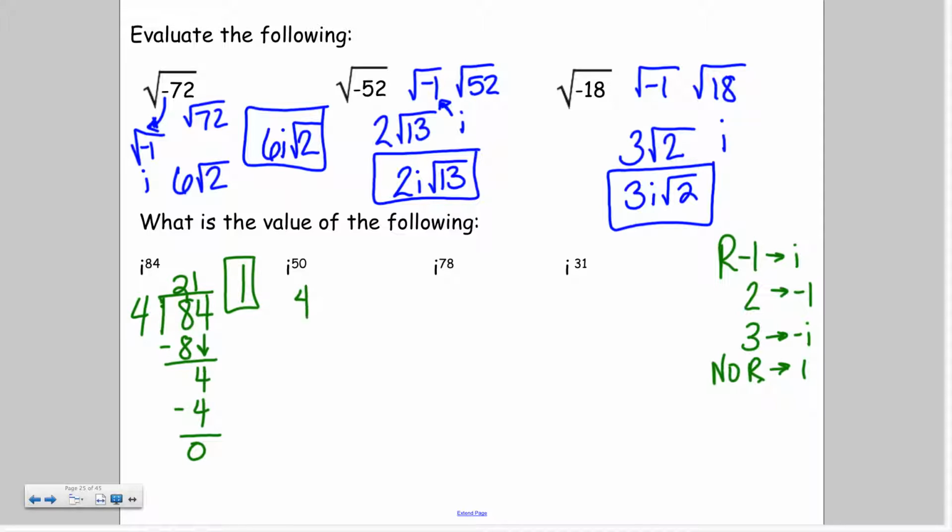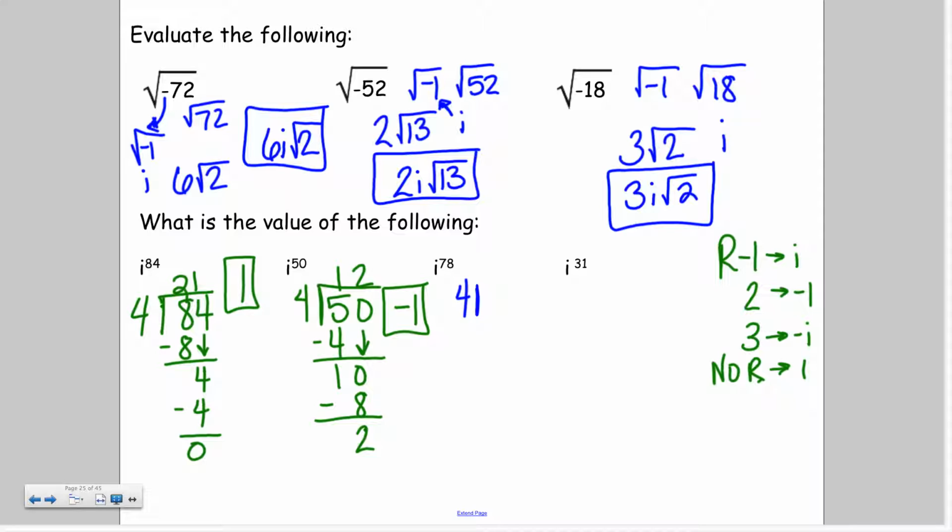All right, 50 divided by 4. 4 goes into 5 one time, I have 1 left, bring down my 0. 4 goes into 10 twice. 4 times 2 is 8. And that leaves me with a 2. So my remainder is 2. My answer is going to be -1.